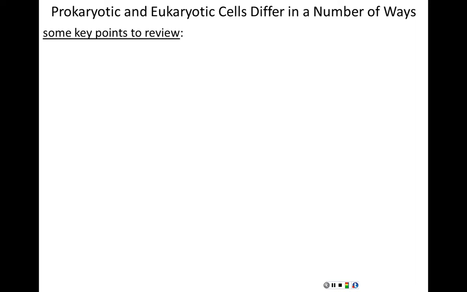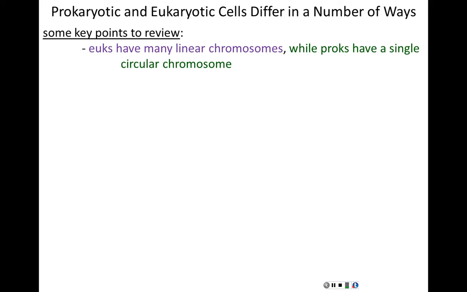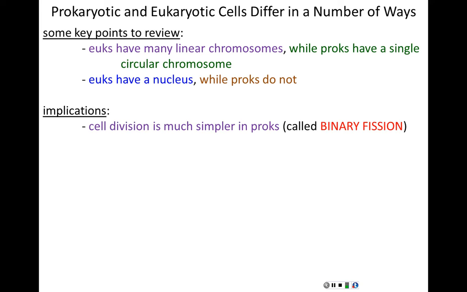So let's review a few key points that we've already covered here before we move on. Make sure that everybody's okay and comfortable. First, we have linear chromosomes, while prokaryotes have single circular chromosomes. We have nuclei, while prokaryotes do not. The implication of these observations is that cell division is a much simpler process in bacterial cells. We actually don't call it cell division, we call it binary fission, but that's okay.